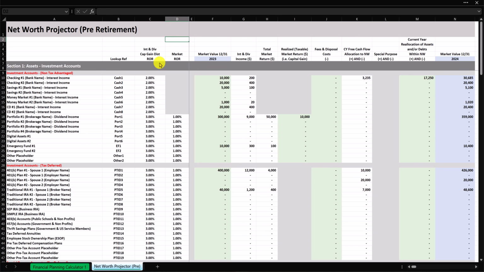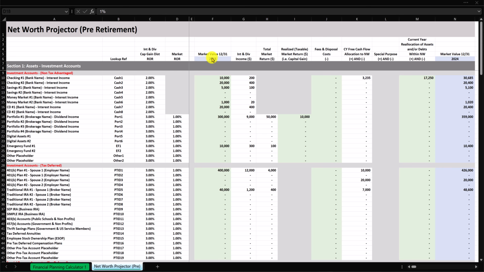Now, the next new column is going to be a market rate of return. That is not going to apply to any of our cash accounts because there is no market return on those, so I've grayed those out. But for any of our portfolio accounts or any other kinds of accounts where there could be a market return component, we want to have a toggle where we can adjust the market rate of return, and that's what this is going to represent.